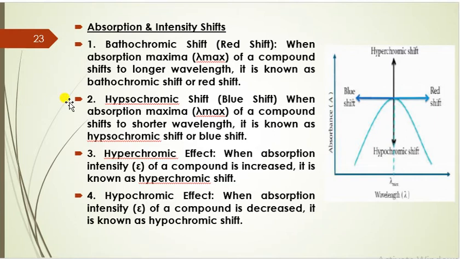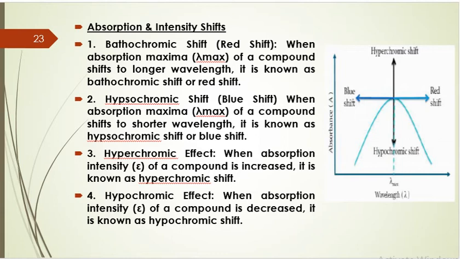Now, moving towards another topic, that is absorption and intensity shift. With a change in the nature of the compound or with a change in the solvent, we can find different kinds of shifts, such as hyperchromic shift, hypochromic shift, bathochromic shift, and hypsochromic shift. These are the changes in the wavelength of the radiation absorbed that take place in a particular compound. So we'll discuss the first one, that is the bathochromic shift.